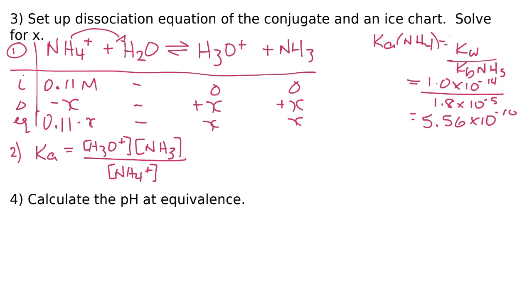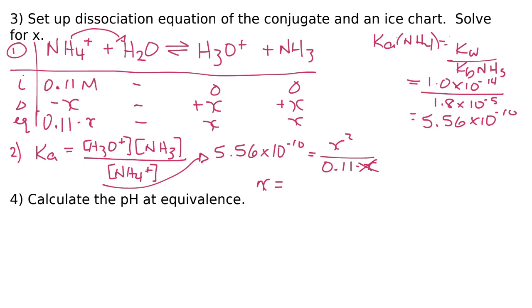So we're going to set that up over here, and we're going to solve for X. So 5.56 times 10 to the negative 10 is equal to X squared over 0.11 minus X. Now, take a look at your K value. 10 to the negative 10, really small. You need to show me on a test that you are checking for small K, but we know that is going to allow us to neglect X, which is a good thing. We rearrange everything. We take the square root. You're going to get an X value of 7.82 times 10 to the negative 6 molar.